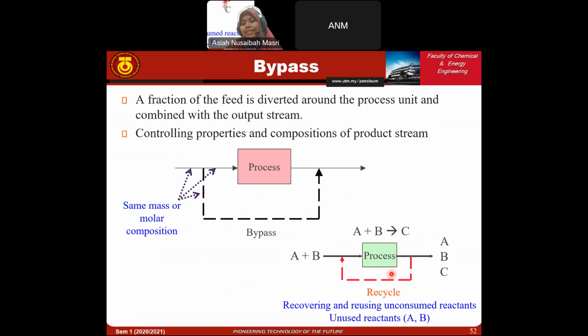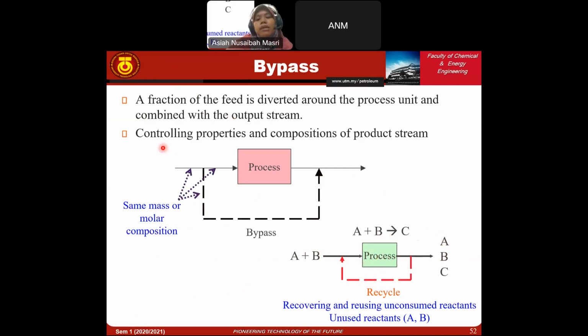For a recycle system, why do we recycle? We want to recover or reuse the unreacted material, which in this case is A and B. Because of that, after the process, we need a splitter. The splitter is positioned after the process. We split, and some of the stream will be recycled back into the feed. So here we have the feed. The feed will be mixed with some of the recycle, and enter back into the process. So this is recycle. What's the difference with bypass?